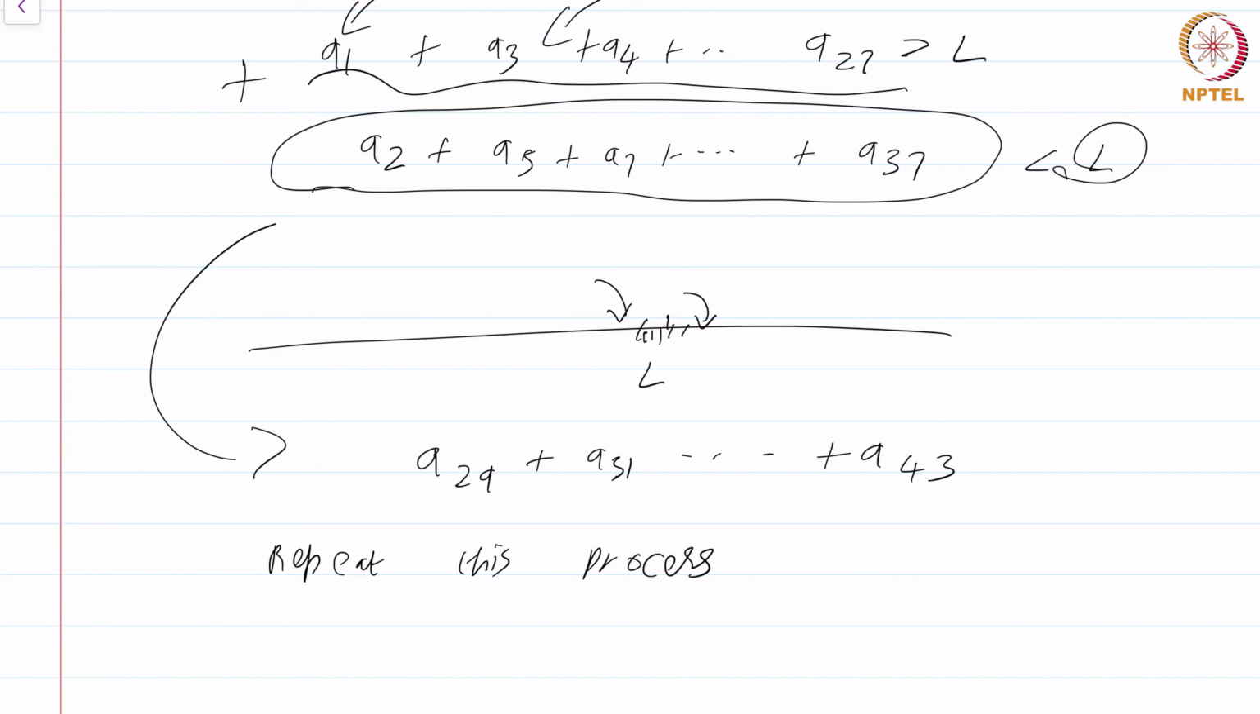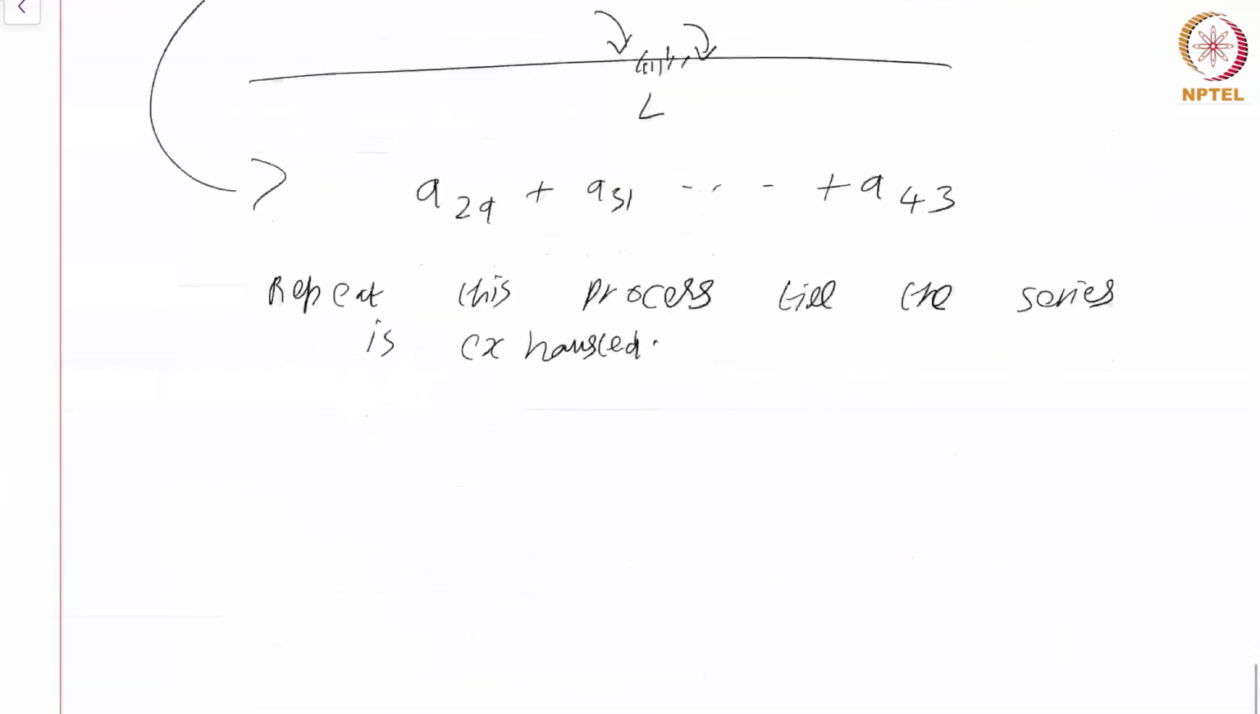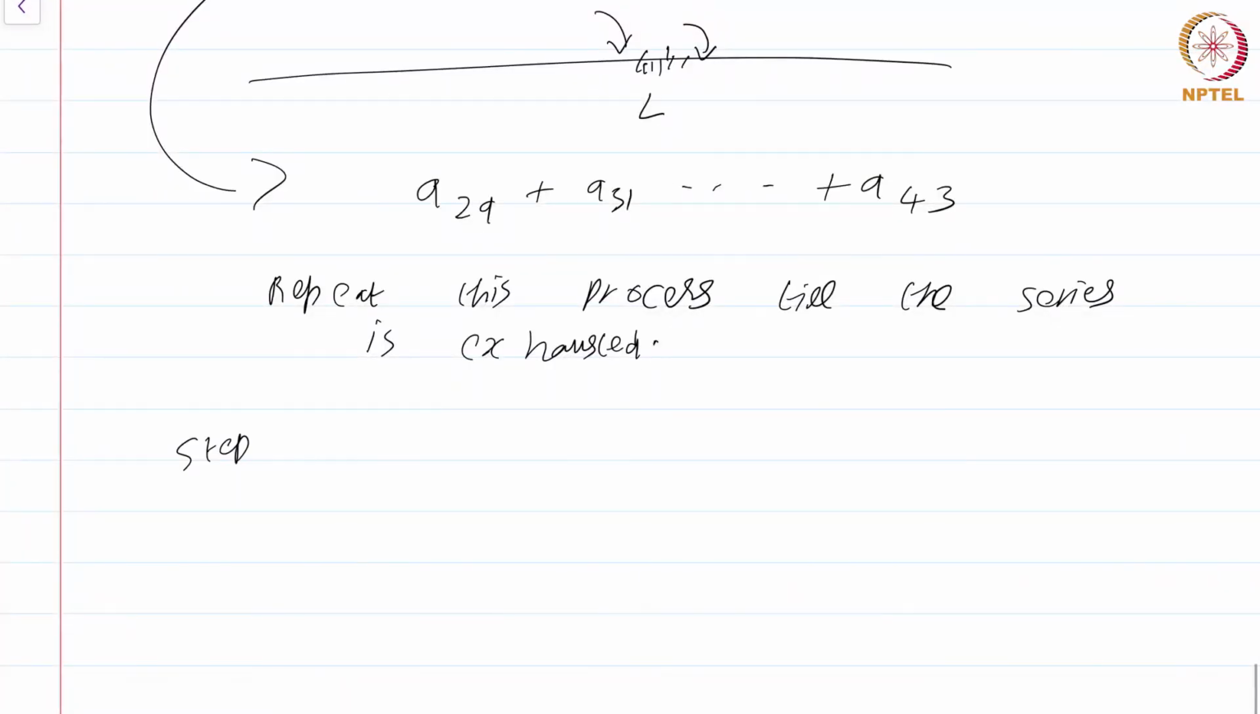Repeat this process till the series is exhausted. Technically you cannot do it because it's an infinite series, but this can be made precise. So you have found a rearrangement. So step 4 is to show that this rearranged series converges to capital L.